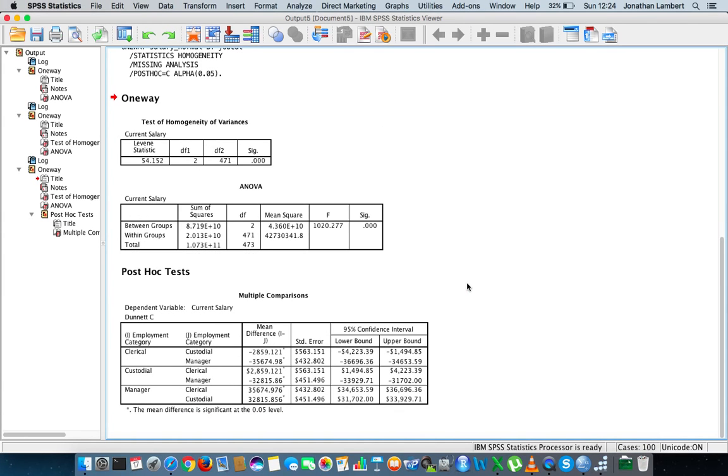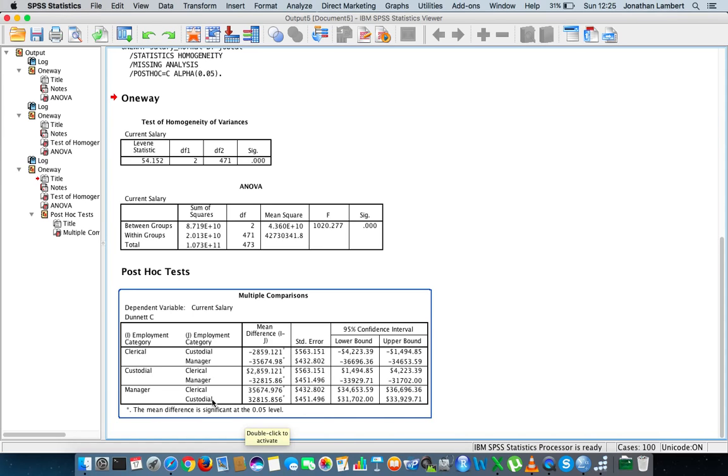You can see what we get out here. Okay, we have our homogeneity tests output, which we've already interpreted. We have the significance level here. Okay, and what we have here is, okay, the mean difference is significant at the 0.05 level. So in this particular output we have our multiple comparisons, where we've compared clerical officers against custodials, clerical officers against managers, custodials against clerical officers, custodials against managers, managers against clericals, and managers against custodials.